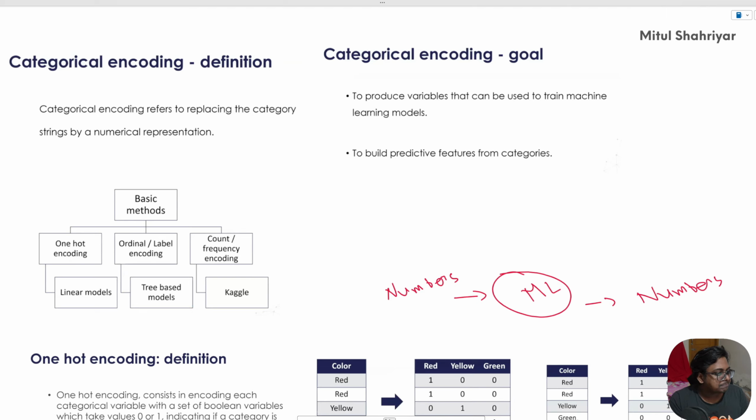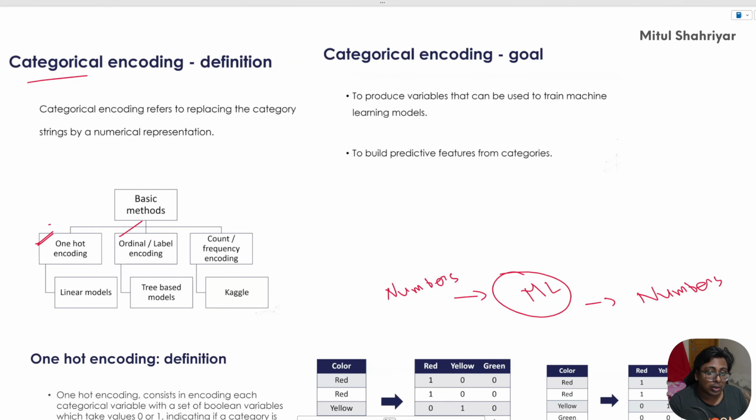Great. Now let's focus on categorical encoding. I hope you understood the concept that we are converting strings to some sort of numbers. Here you can see there are multiple encoding techniques which we can use. One is one hot encoding, one is ordinal level encoding, and one is count or frequency encoding. Mostly, one hot encoding is used in linear models, ordinal level encoding is used in tree-based models, and count or frequency encoding is mostly used in Kaggle.